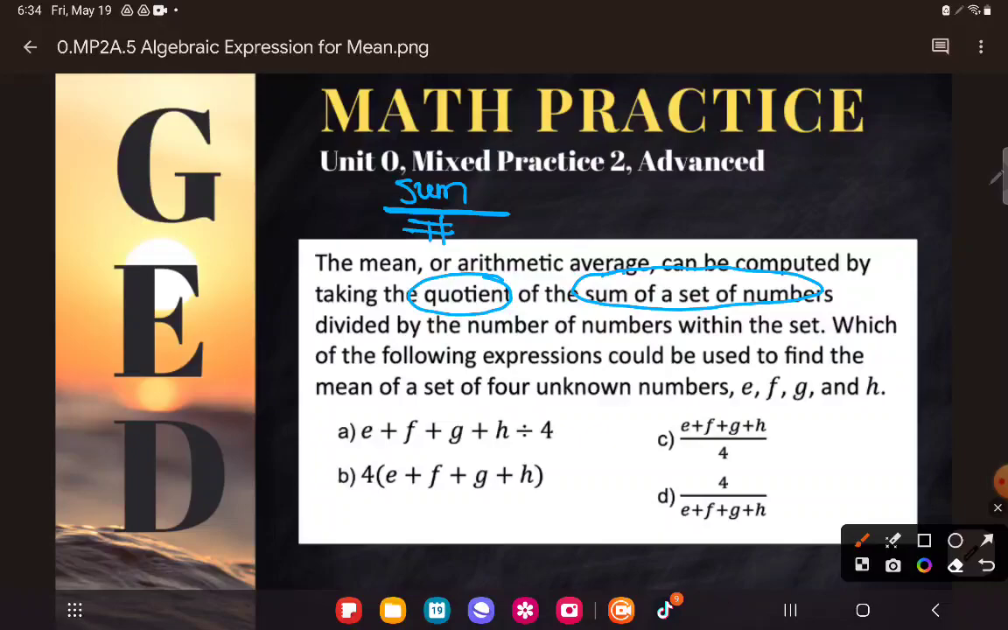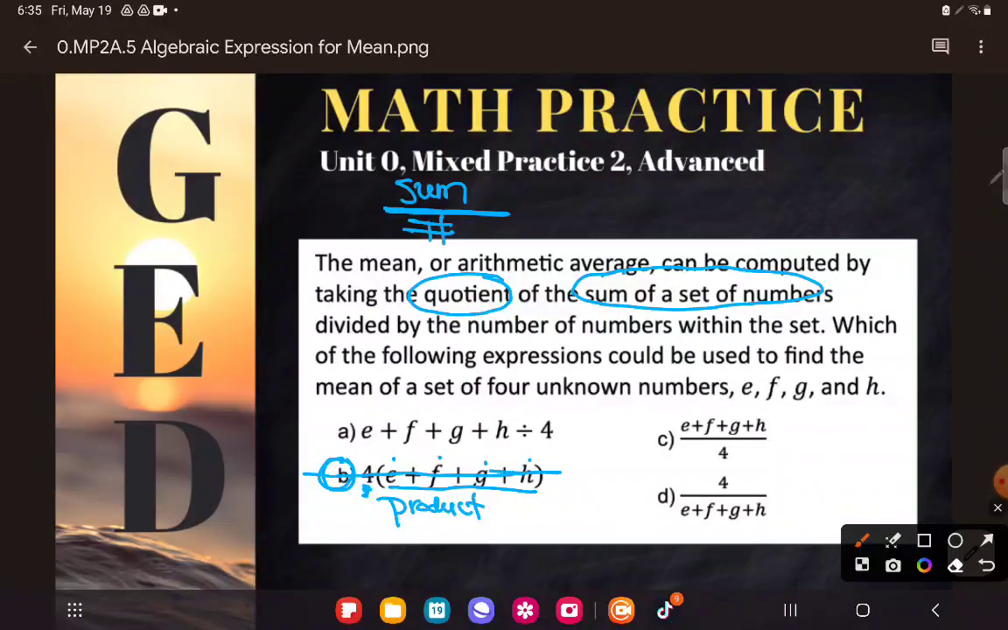Which of the following expressions could be used to find the mean of a set of 4 unknown numbers? E, F, G, and H. So first of all, I can totally rule out one of these answers altogether because it doesn't even involve a quotient. Take a look at B. B is not a quotient of a sum of numbers and the number of numbers, 1, 2, 3, 4. Instead, we see the 4 shoved up against those parentheses. That's not a quotient. That's a product. This is a product of the sum of numbers and the number of numbers.